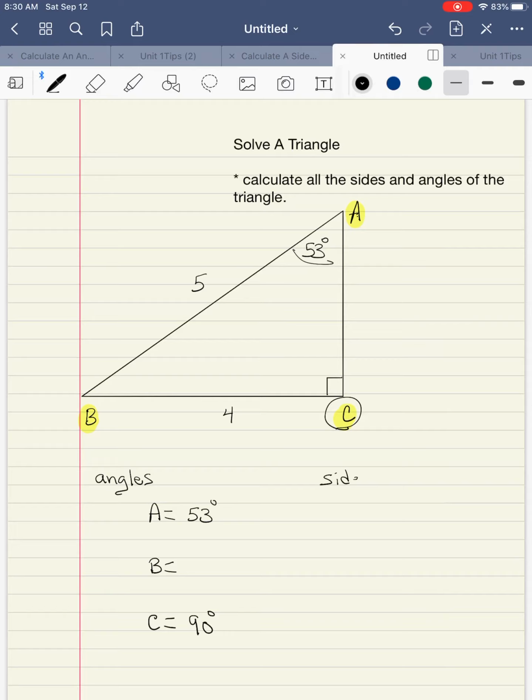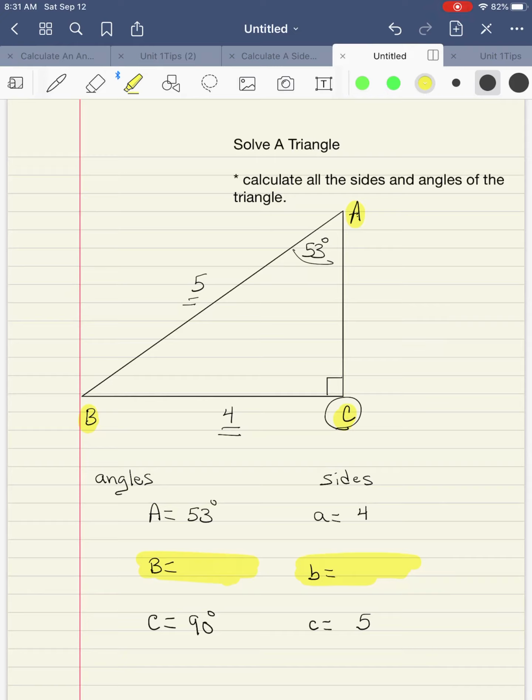Now I'm going to write sides, and I'm going to use the small letters a, b, and c. Small a is going to be the side directly opposite capital A. You can see here, this length of 4 is directly opposite capital A, so that's going to be side small a. And over here, capital C, directly opposite it, happens to be the hypotenuse, 5, so that's going to be small c. This is a nice little organizational tool, because now you can look and say, all I have to do is calculate capital B, or angle B, and side b.